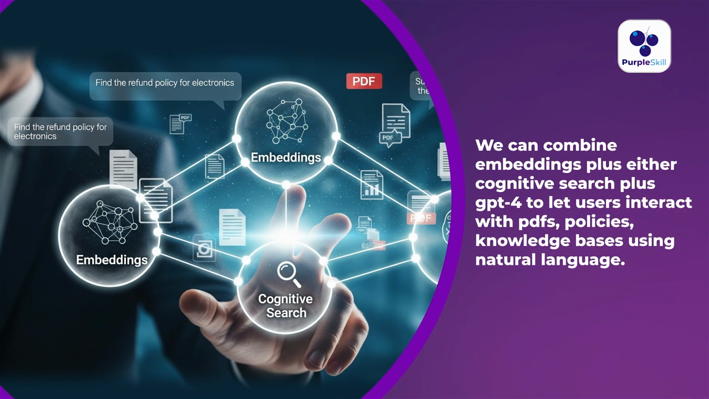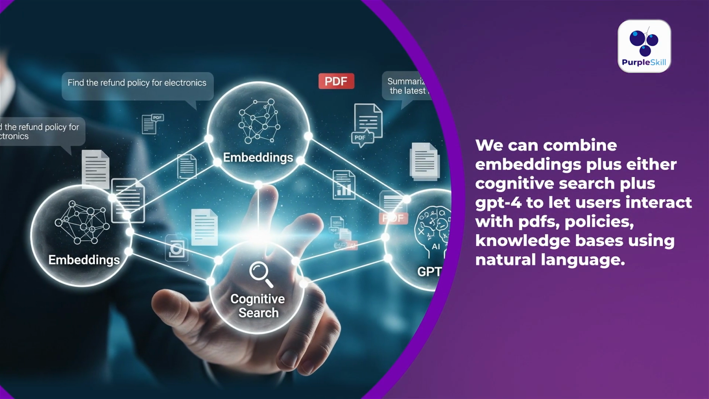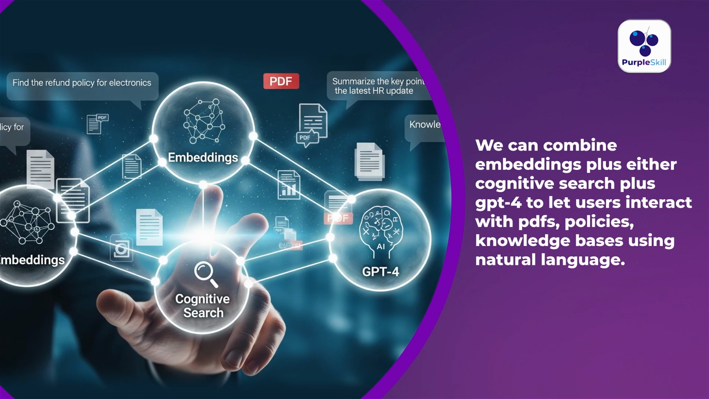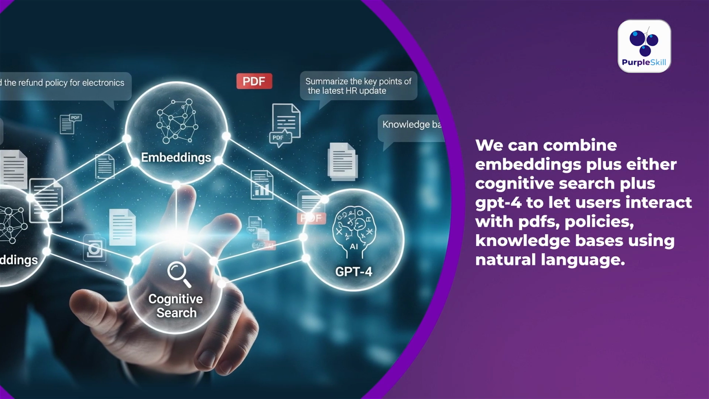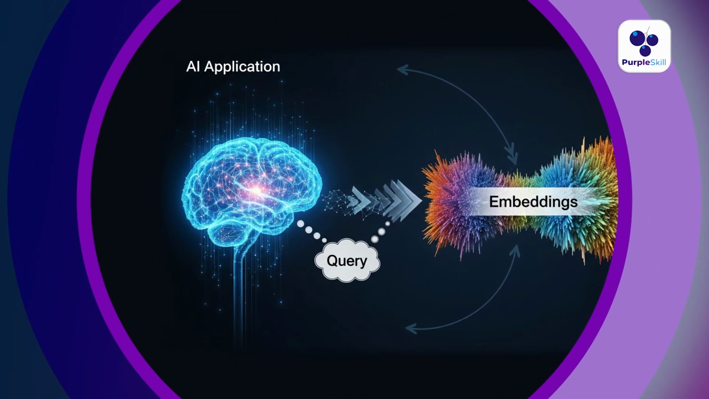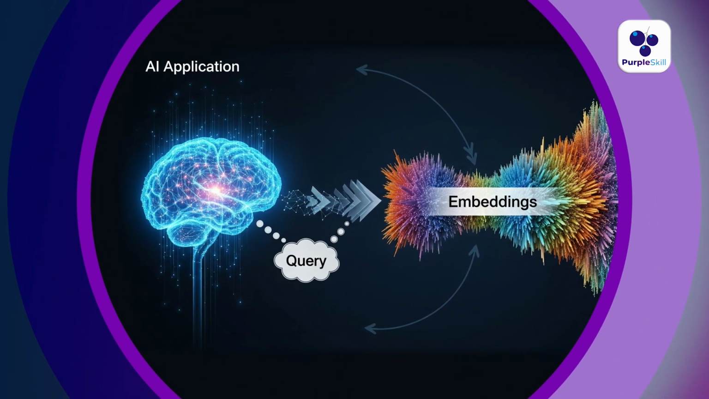We can combine embeddings plus Azure Cognitive Search plus GPT-4 to let users interact with PDFs, policies, or knowledge bases using natural language. Embeddings are the backbone for retrieval augmented generation, which makes your AI application context-aware as well as knowledgeable.